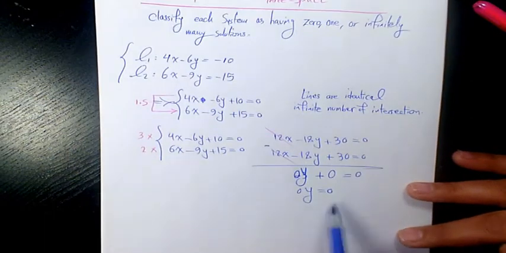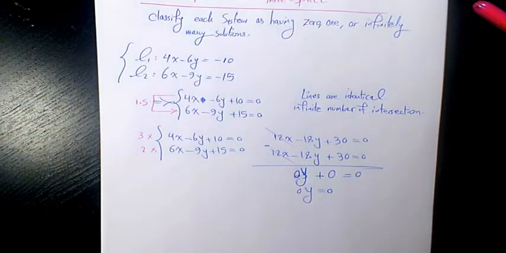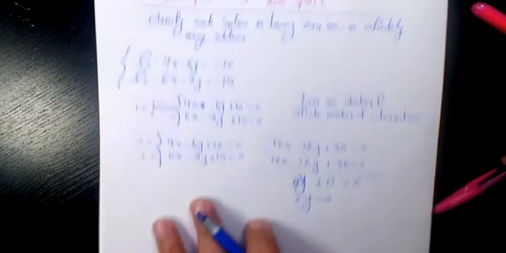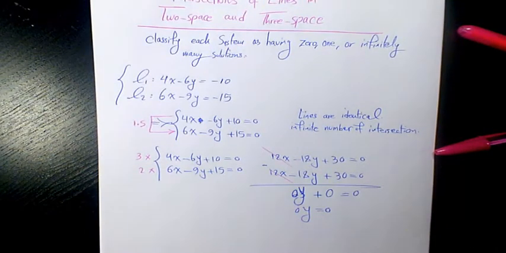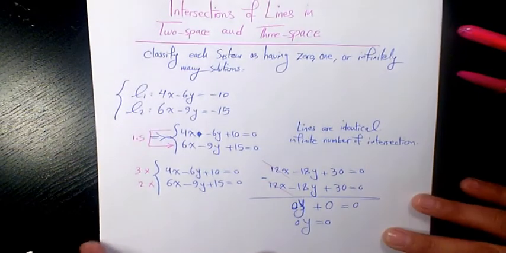So 0y equals 0. For any y value, that's valid. It means that for any x value is valid as well. So that's another method that you can use. We have two identical lines. Let's see the next example.